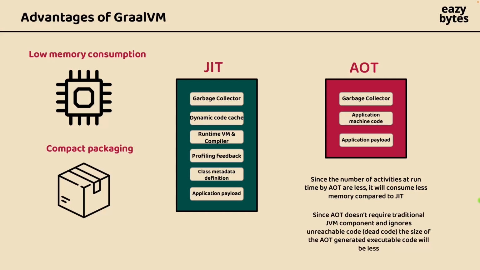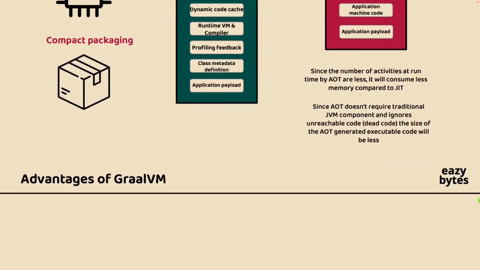And coming to compact packaging, like we discussed, AOT does not require any traditional JVM components and ignores all unreachable code or dead code. That's why the size of the AOT generated executable will be less. We are going to validate this compact packaging advantage with the help of Docker image size in a few minutes. Now moving on to the next advantage.